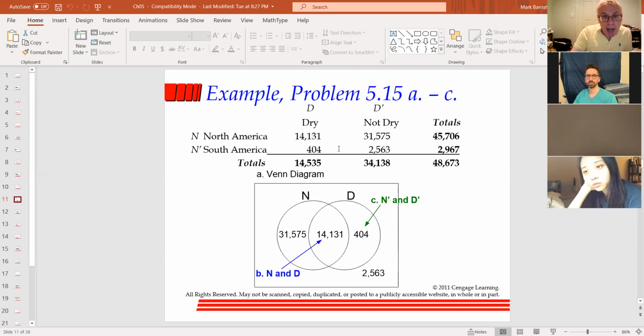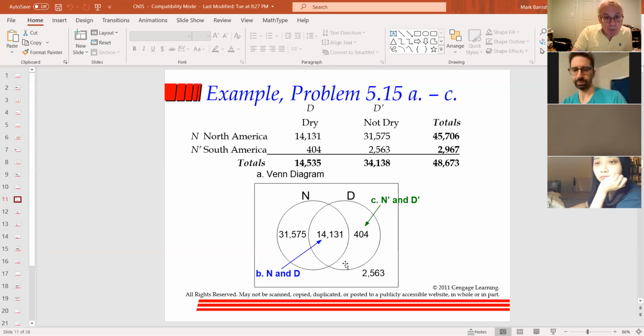And of course, if we add 14,131 and the 31,575, we get N, North America. And that's this whole circle here. We add those two numbers. Now, if we add these two numbers for D, 14,131 and the 404, we get the 14,535, right? We get that number there.